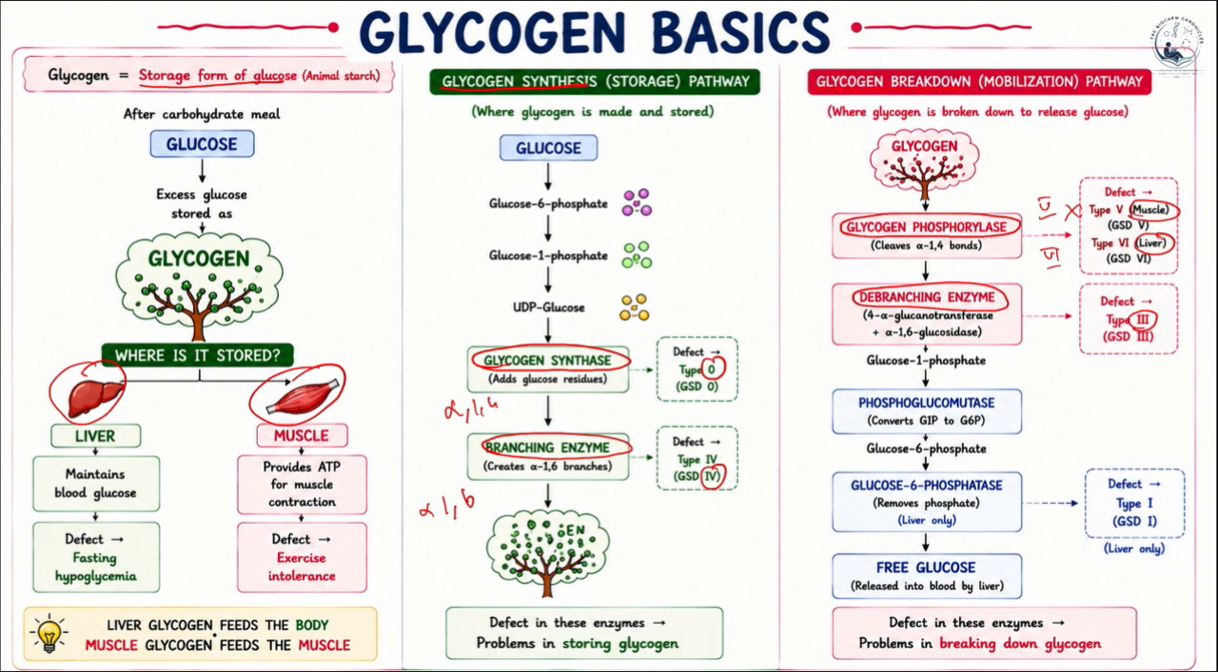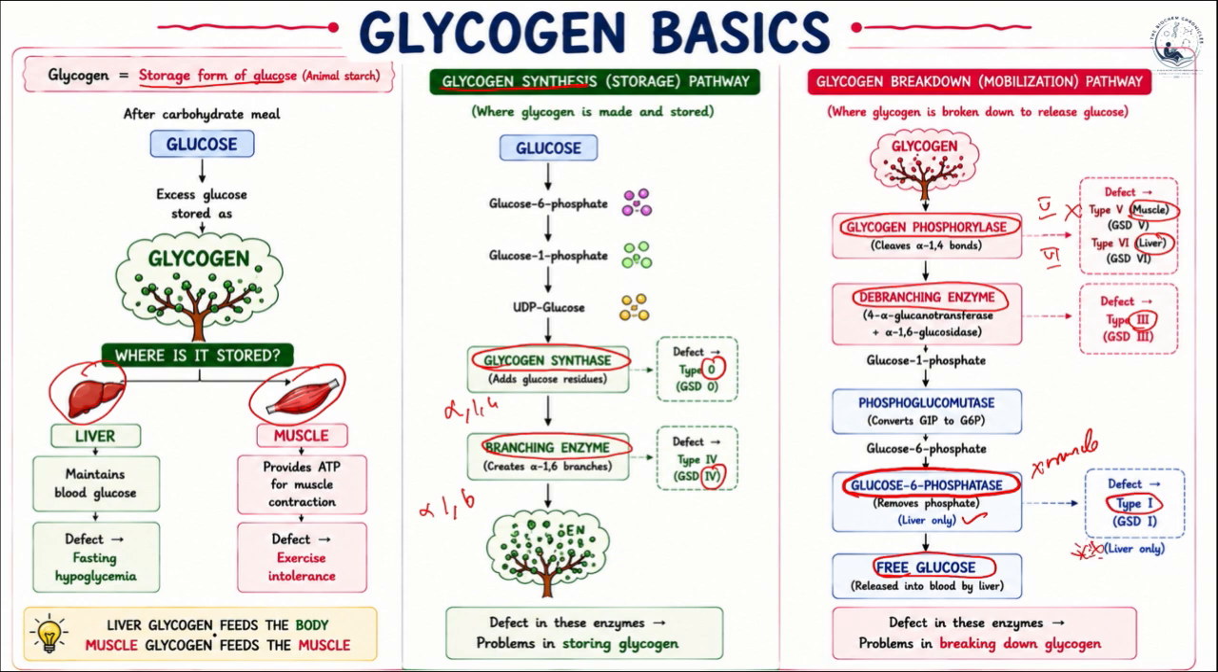And before getting released as free glucose, there is an important enzyme known as glucose 6 phosphatase, which is present in liver but absent in your muscle. And the defect of this is your type 1 glycogen storage disorder, which is a very important form.